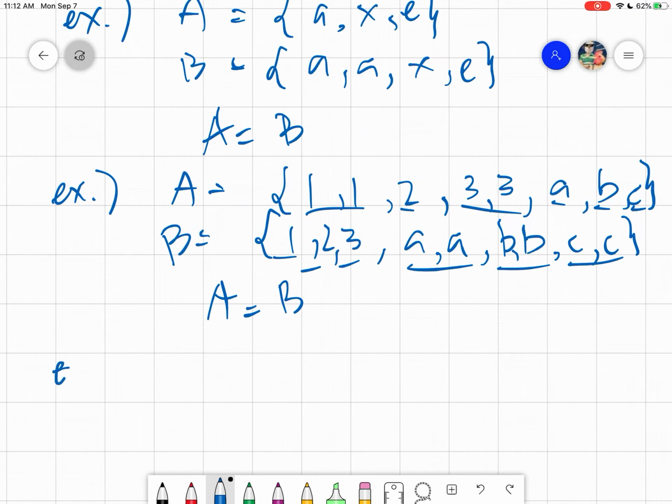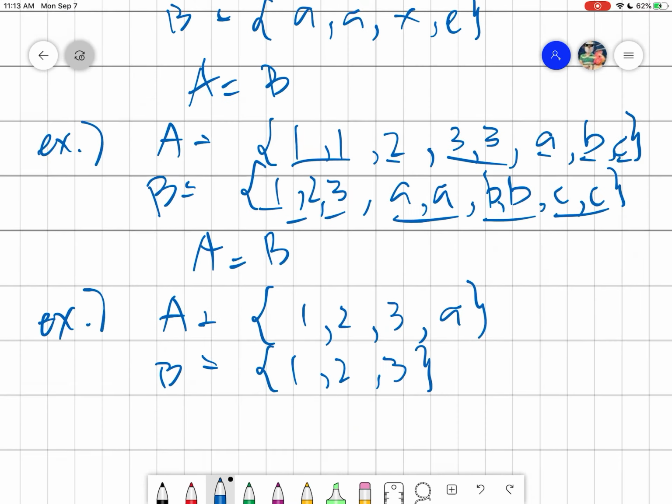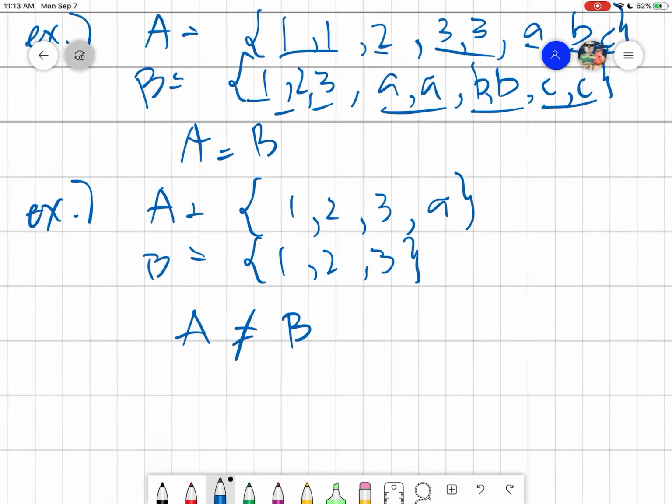Okay? And lastly, paano kung di sila parehas? Say we have set A is equals to 1, 2, 3, A. And our set B is equals to 1, 2, 3. Though yes, may similarity, pero hanggat hindi sila equal for each and every element for set A and B, then we can say that set A is not equals to set B. And that is our equal set.